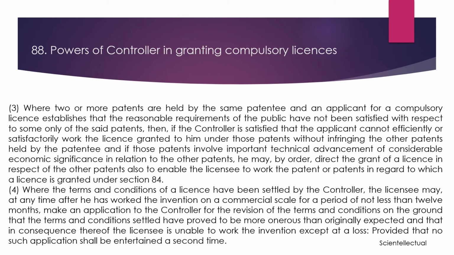Where two or more patents are held by the same patentee and an applicant for compulsory license establishes that reasonable requirement of the public have not been satisfied with respect to some only of the said patents, then if the controller is satisfied that the applicant cannot efficiently or satisfactorily work the license granted to him under those patents without infringing the other patents held by the patentee, and if those patents involve important significant advancement of considerable economic significance in relation to the other patents, then the controller may direct grant of license in respect of other patents also to enable the licensee to work the patent to which license is granted under Section 84.